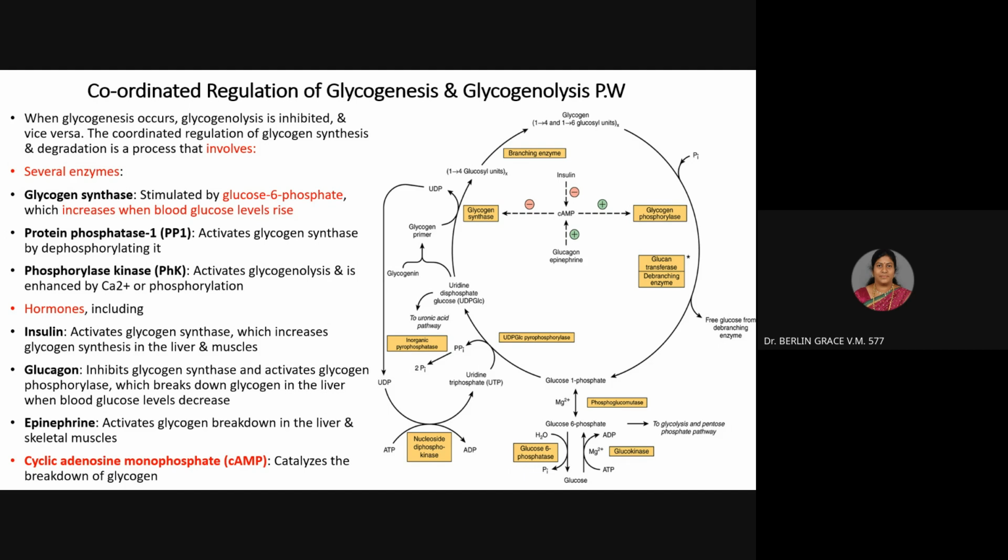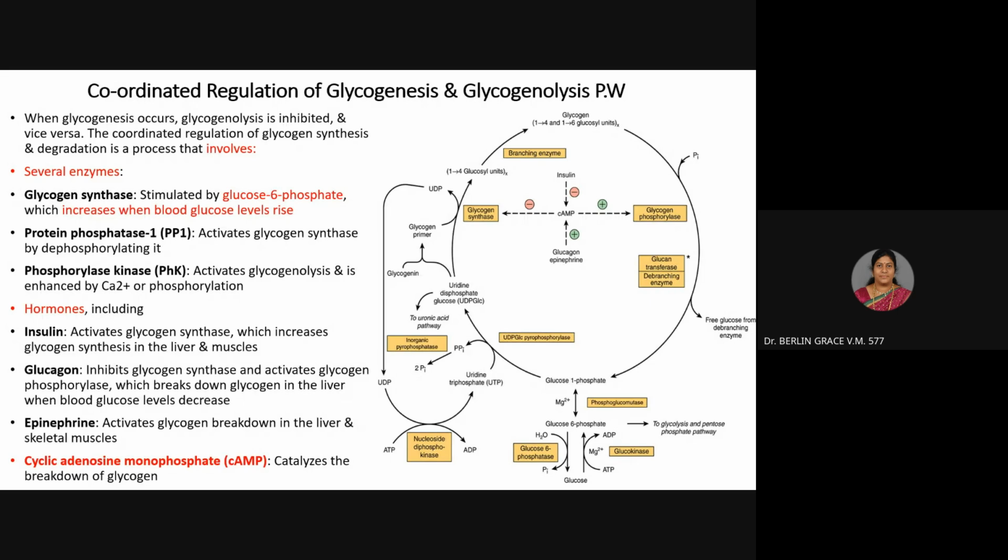The next main enzyme under regulation is phosphatase 1. Phosphatase 1 activates the glycogen synthase by dephosphorylating it. Most enzymes are activated when a phosphate is added. But here, when a phosphate is added to the glycogen synthase enzyme, it is inactivated.